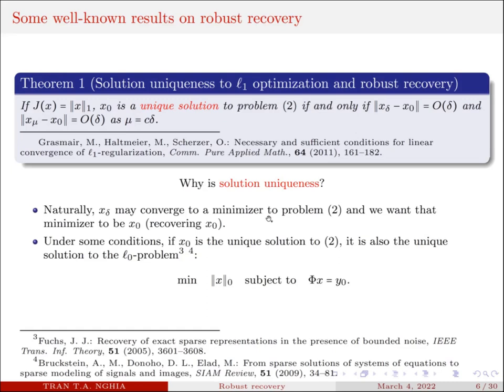Now the second reason is that under some conditions, when X naught is a unique solution for our convex L1 optimization problem, it is also a solution for the L0 problem. We minimize the norm 0 of X with the linear constraint right here. This norm 0 is not convex at all. Solving it is an NP-hard problem. So the idea is, if you can solve the convex problem with noise, you can recover the solution of the non-convex optimization problem like this one.